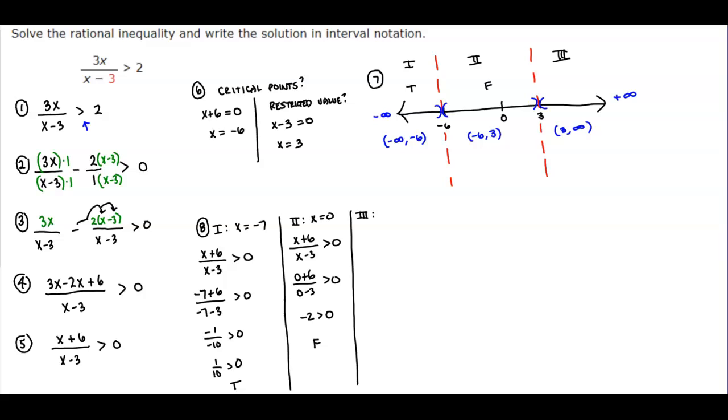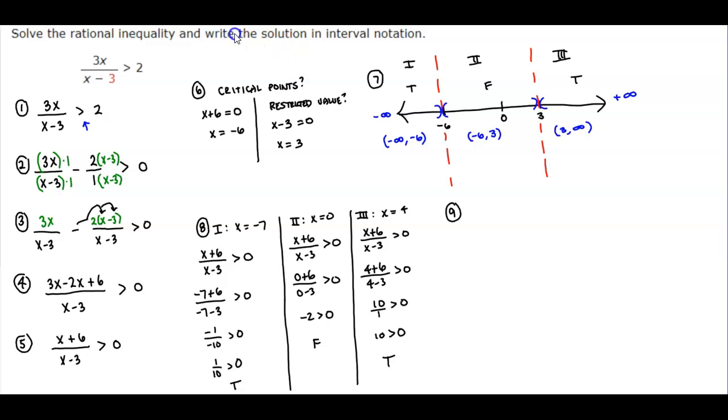And then for region number 3, we can pick the value of 4. So we have x plus 6 over x minus 3. We want to see if that's greater than 0. So we have 4 plus 6 over 4 minus 3, which is 10 over 1, and 10 is greater than 0, so therefore we know it's true in region number 3.